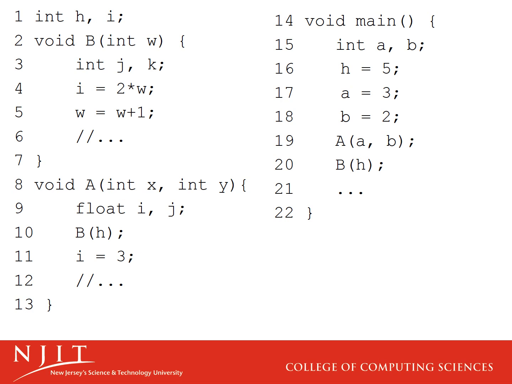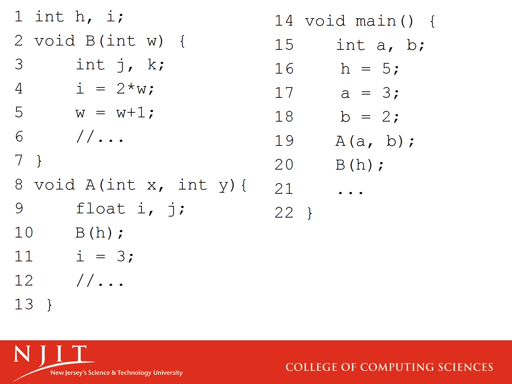Line 19 makes a call to a, and line 20 makes a call to b. So let's look at the code in the function a. A's got a variable named i and j, and it makes a call to b. So again, it's making a call to b, passing it the argument h.